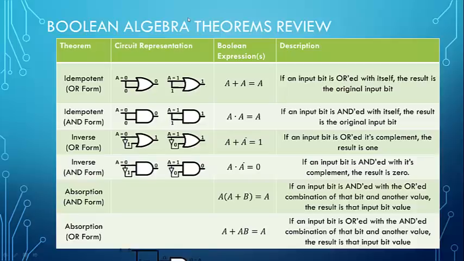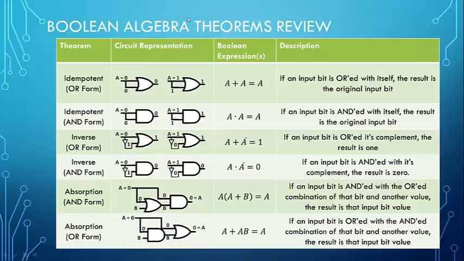And then the last two are the absorption laws. A ANDed with the quantity A plus B will just give us A, and A ORed with the quantity AB, or the ANDed product AB, will also give us just A. So take your time and review some of these, and then we should go through a simplification example that uses some of these and also our new DeMorgan's theorems.